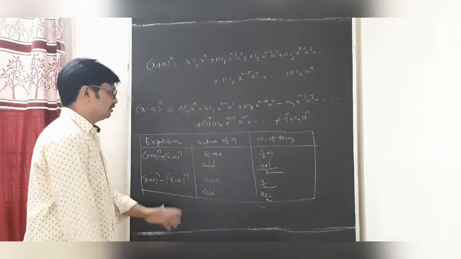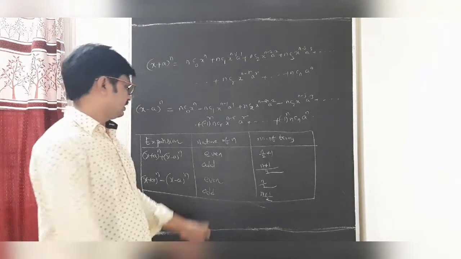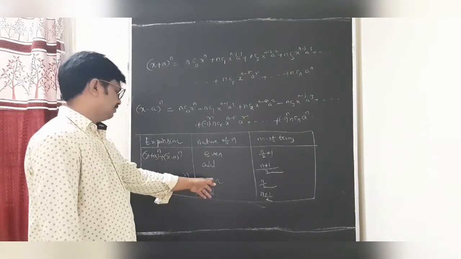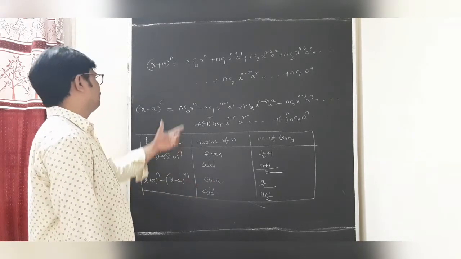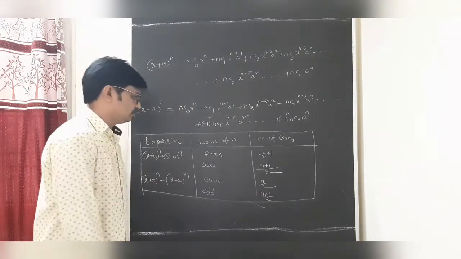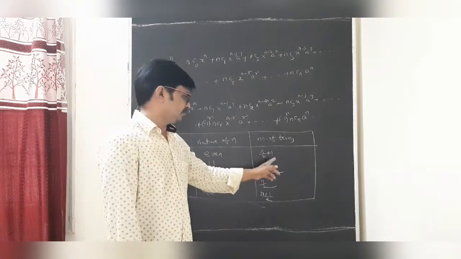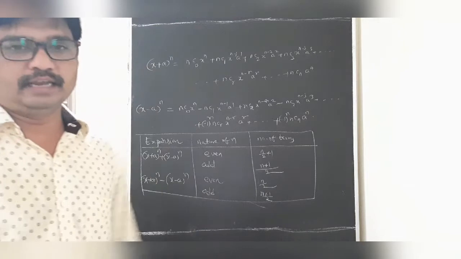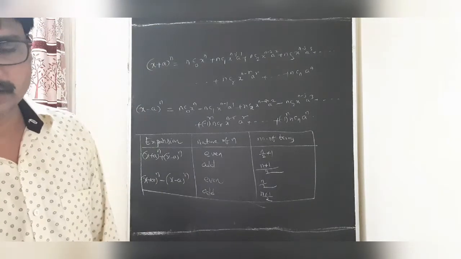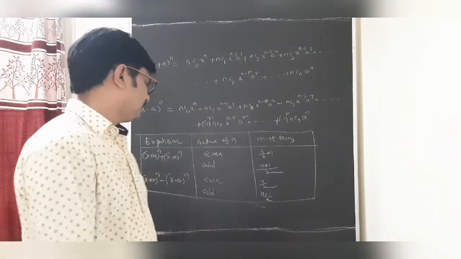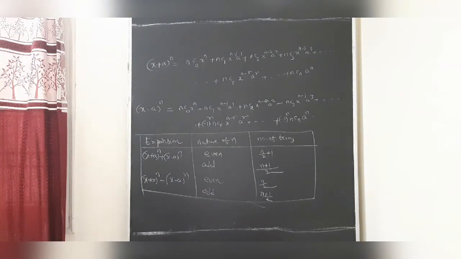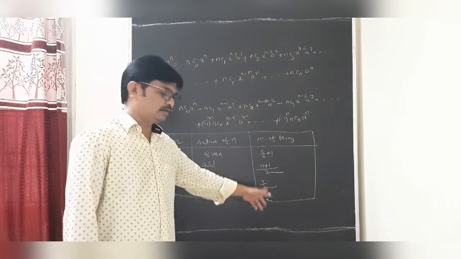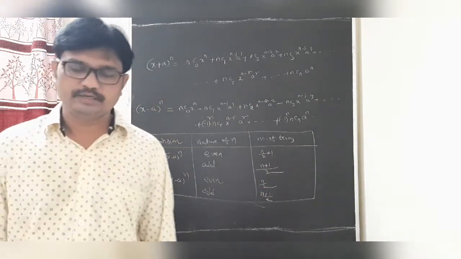Okay, students, these are the numbers of terms where n is even and odd, between the plus sign and the minus sign, of x plus a whole power n and x minus a whole power n. The first one: n is even, n by 2 plus 1; n odd, n plus 1 by 2. The second one: n by 2 for n even, and for n odd it is n plus 1 by 2. So odd has the same formula, n plus 1 by 2, in both. This is n by 2 plus 1, this is n by 2. Okay, students.